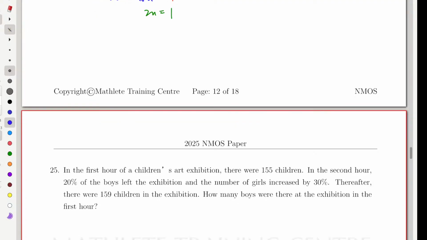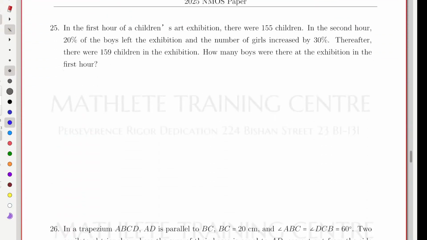Next question, number 25. In the first hour of a children's art exhibition, there were 155 children. In the second hour, 20% of the boys left, and then the number of girls increased by 30%. Thereafter, there were 159 children. How many boys were at the exhibition in the first hour?